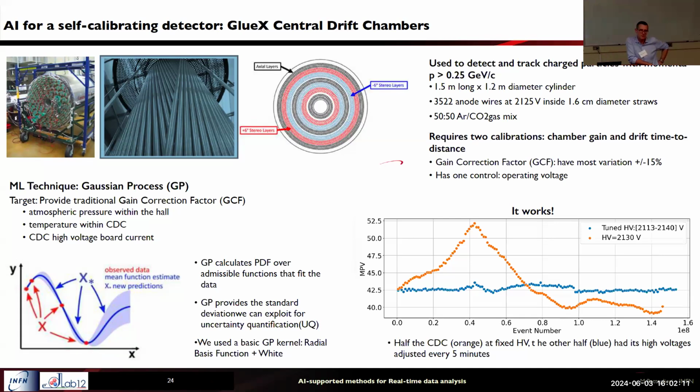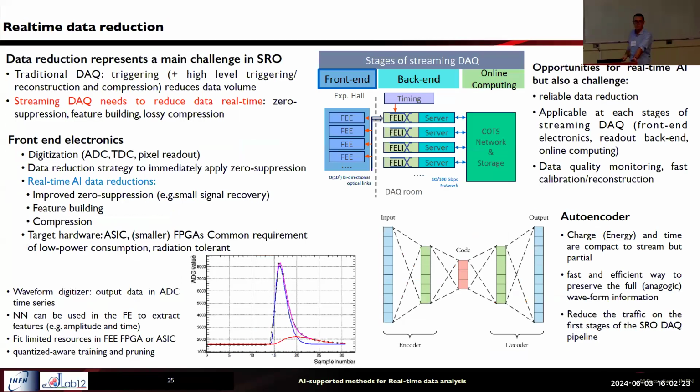First questions. Sorry, I have another one. I might have missed this, but I think it was in the last slide where you were talking about the encoder. If you use the encoder, would you still be able to recreate the waveform?